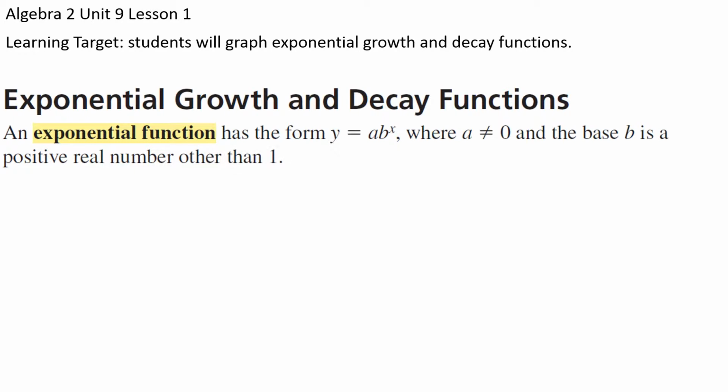If you're wondering why a cannot be 0, well, if a is 0, it's just a constant function, y equals 0. Base cannot be the number 1, because if the base is 1, we basically just have a times 1, which is a, and then we got another constant function.